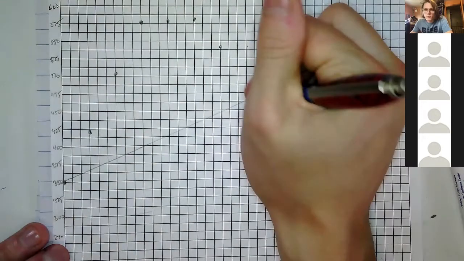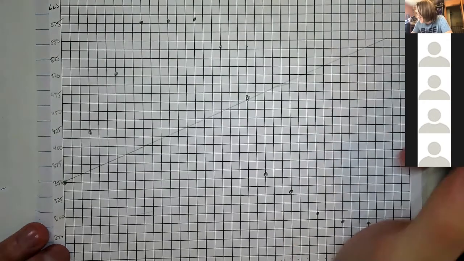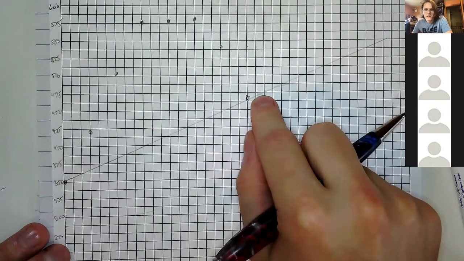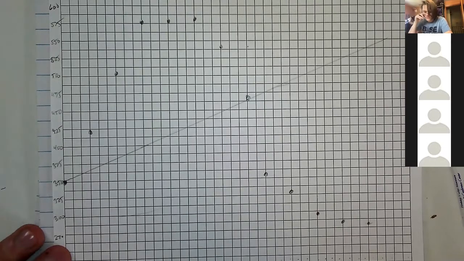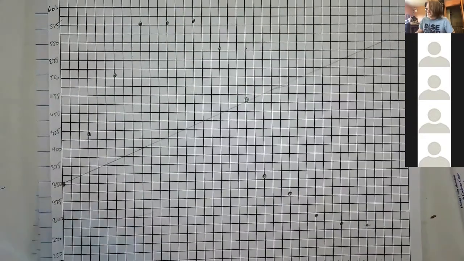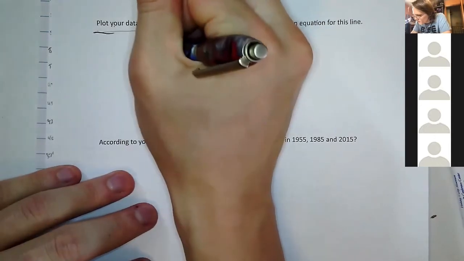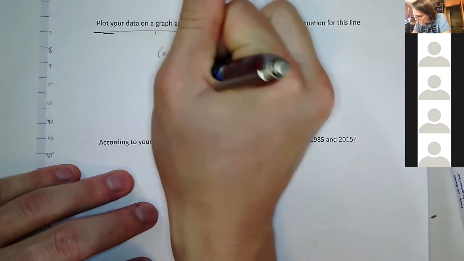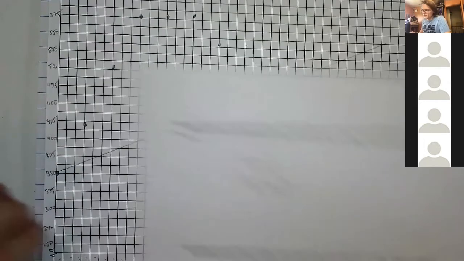And then I'll take another point, this point there. Again, you can be as precise as you want, but I just want to see that you're finding the equation of the line. So I'll take these 2 points as my points on the line, my x naught, y naught, and my x1, y1. I'll write them all out, and then we'll find the slope. As I said, the y-intercept is 350.